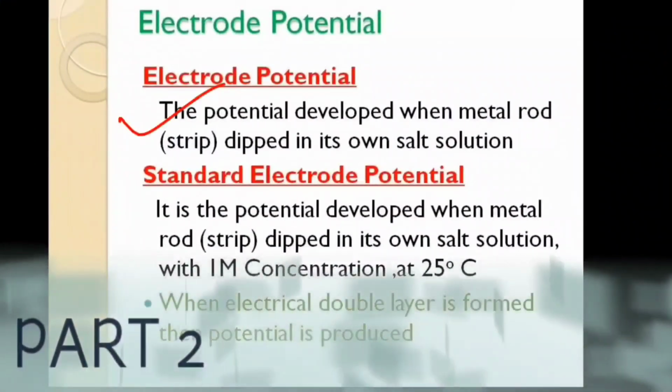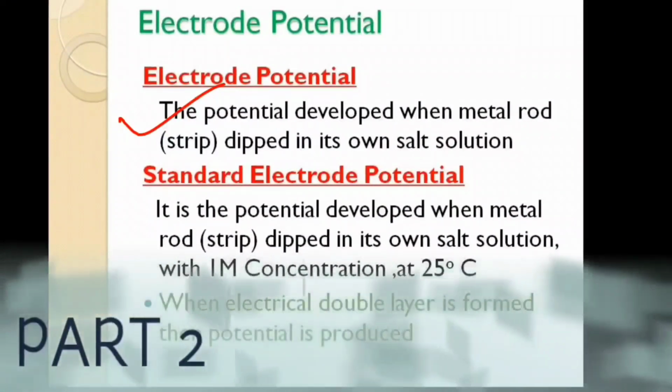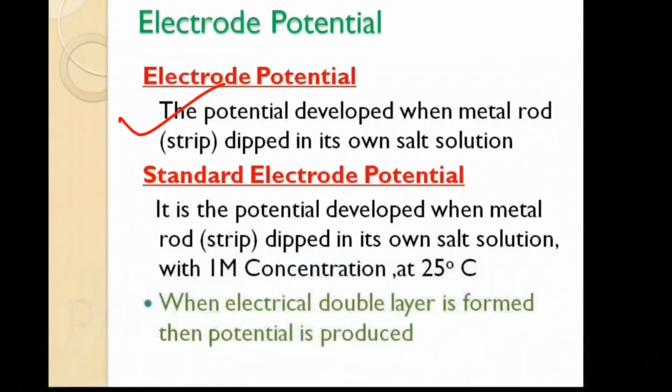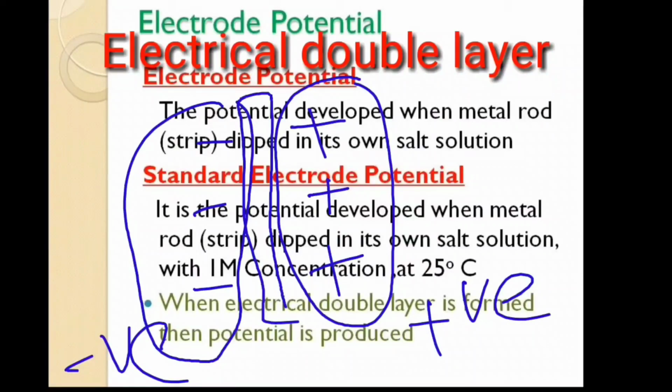When a metal rod is deep in its salt solution, then the potential produced is known as electrode potential. And when the temperature is 25 degrees centigrade and the concentration of salt solution is 1 molar, then the electrode potential is known as standard electrode potential. Remember that whenever there is a formation of electrical double layer, a cell potential is developed.